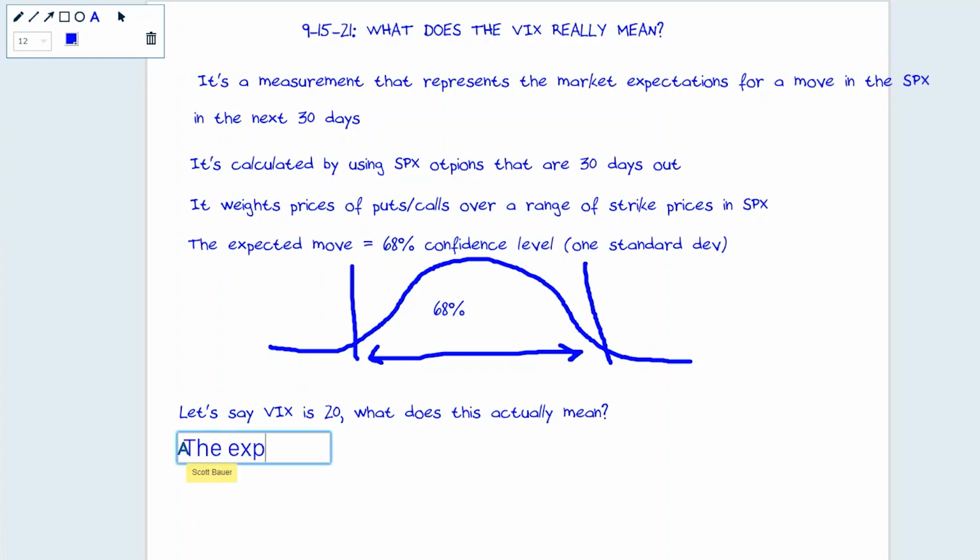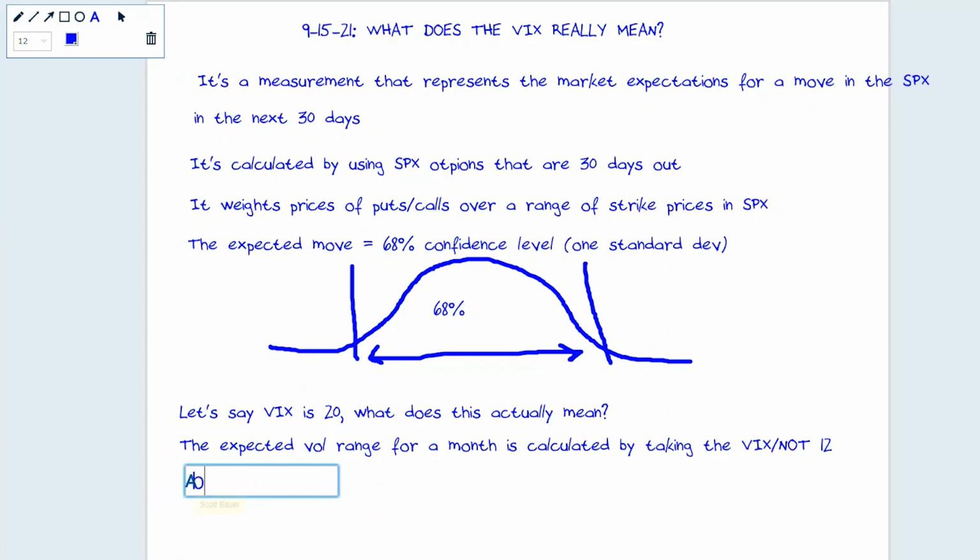So the expected vol range for a month is calculated by taking the VIX divided by not 12 or monthly, but the square root of 12.